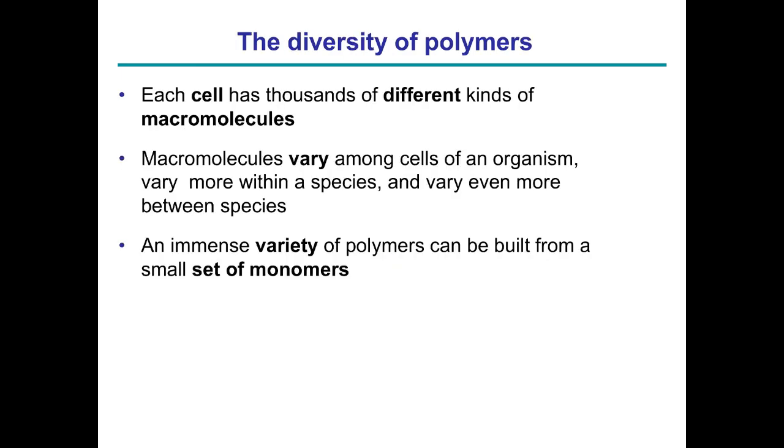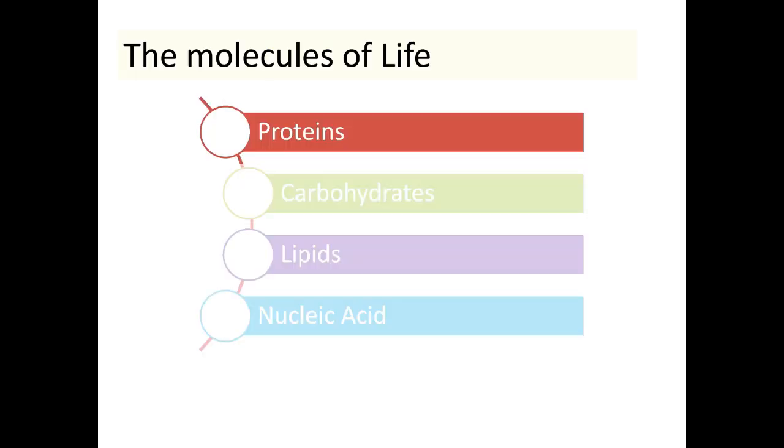Now, each cell has thousands of different kinds of macromolecules, and these vary between organisms and species and give rise to a plethora of different functions. The immense variety of the polymers comes about because different monomers can combine with each other in different formats. For example, the English language has a particular set of alphabets, and they come in different combinations, giving rise to language. That's similarly what happens in these cases.